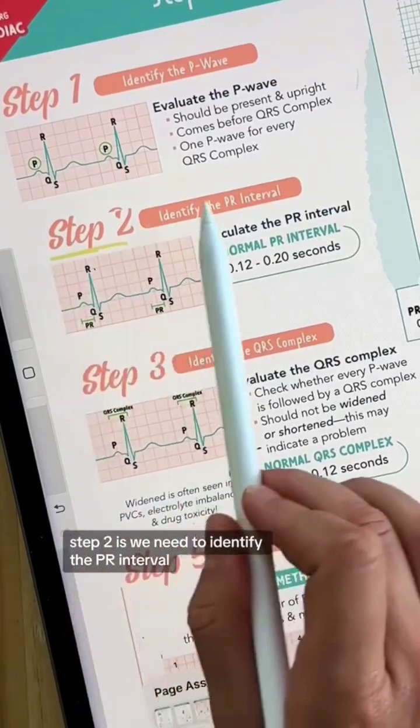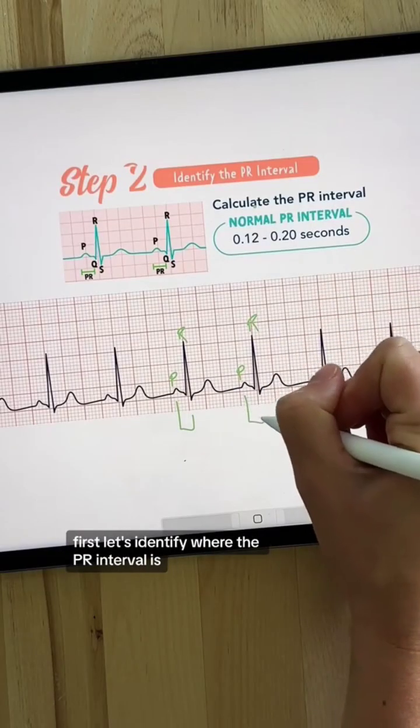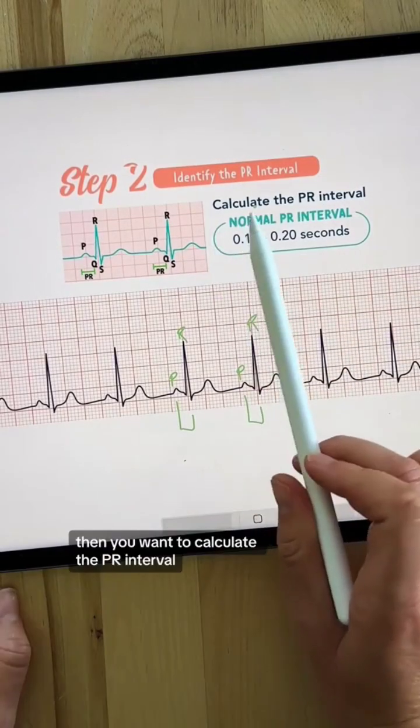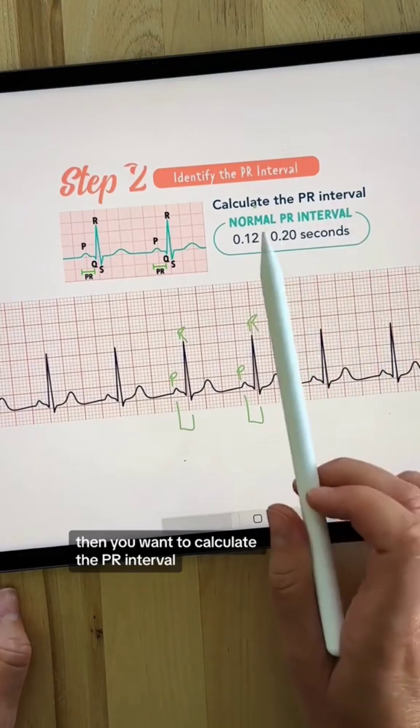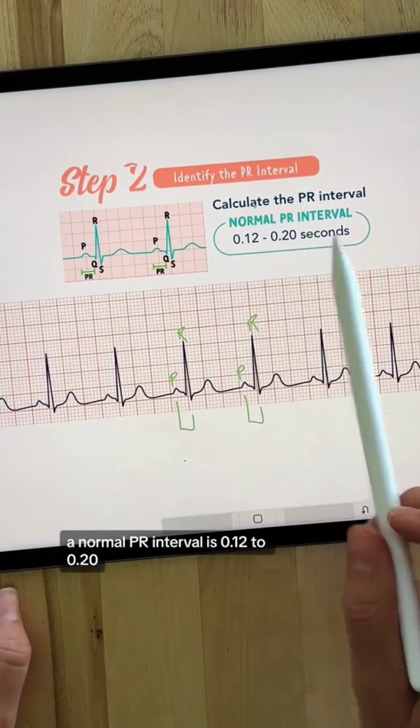Step 2 is we need to identify the PR interval. First, let's identify where the PR interval is. Then you want to calculate the PR interval. A normal PR interval is 0.12 to 0.20.